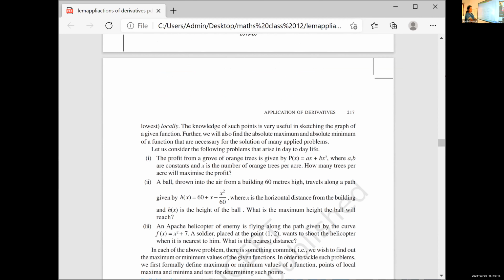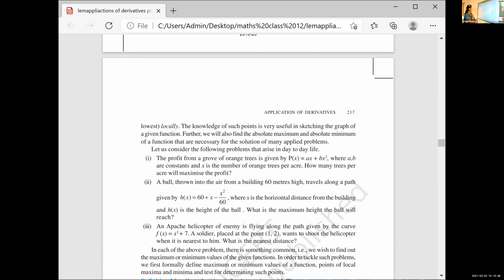Some situations are explained here. These are some situations where we use maxima and minima. Look at the situations given here. The first one: the profit from a grove of orange trees is given by P of x is equal to ax plus bx square, where a and b are constants and x is the number of trees. How many trees per acre will maximize the profits? Suppose I want to maximize the profits, then how many trees can I plant?